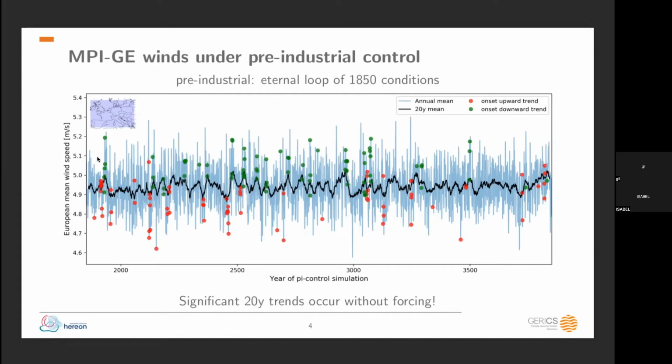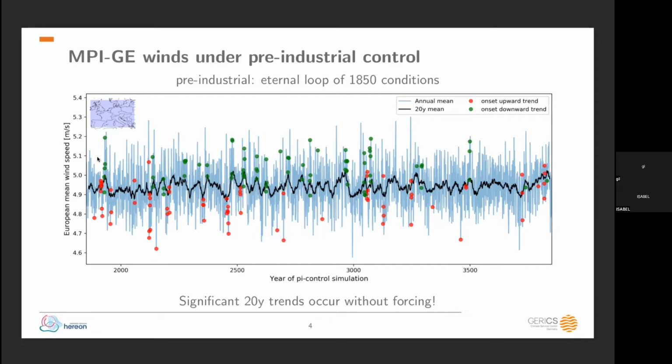Pre-industrial means they just assumed that from 1850, nothing happened. So no anthropogenic CO2 emissions, nothing like that, just continuous pre-industrial conditions. And if you do that and then evaluate wind speeds averaged over Europe, you get this blue line, and the 20-year mean is the black line. And the first thing that's obvious, this is not a flat line, it's going up and down. So we have multi-decadal variability in the wind resource.